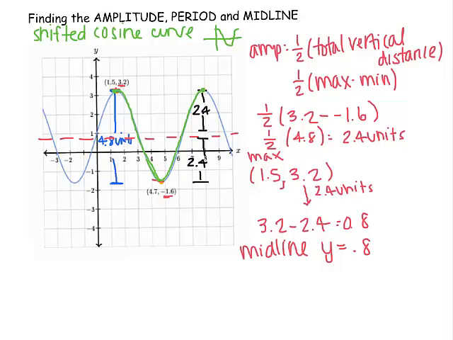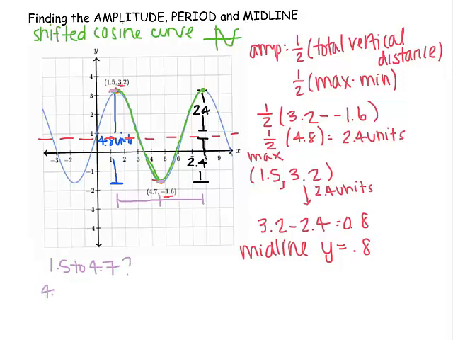So the question is, what's the distance of that cycle? What is the period? How am I going to figure out the distance from here all the way to here? I think it's good for you to notice that if you go from the max to the min, that's actually half of that cycle. There is half of a cycle between those two given points. What is the distance from 1.5 to 4.7? How would I get from 1.5 to 4.7?